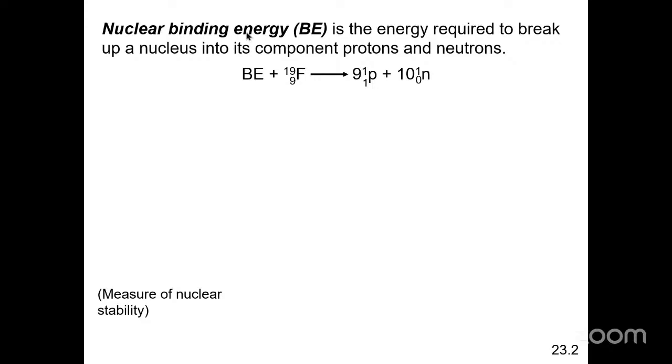So that is represented by this equation right here. The binding energy plus this gives you the particles, right? The individual particles. Now, how do we calculate the binding energy?